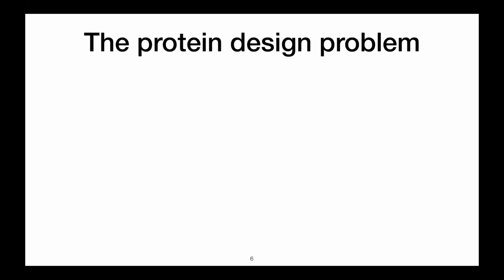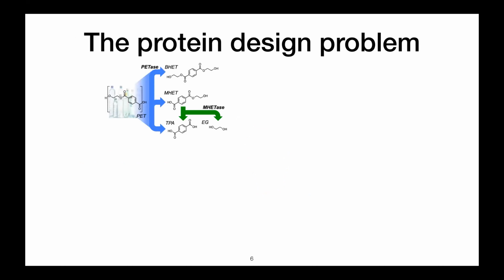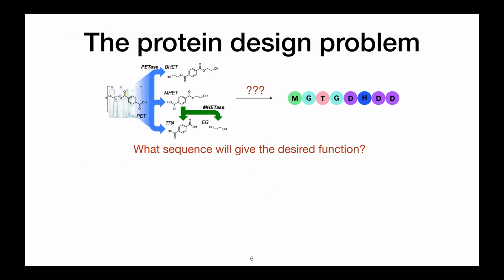So the protein design problem then comes down to, given the thing you want the protein to do, say I want a protein that will break down PET, which is plastic used in bottles, how do I get the sequence of amino acids that will let me do that? And even though scientists have been working on this problem for a long time, you can't just write down what you want the protein to do and print out the sequence of amino acids that would do it.